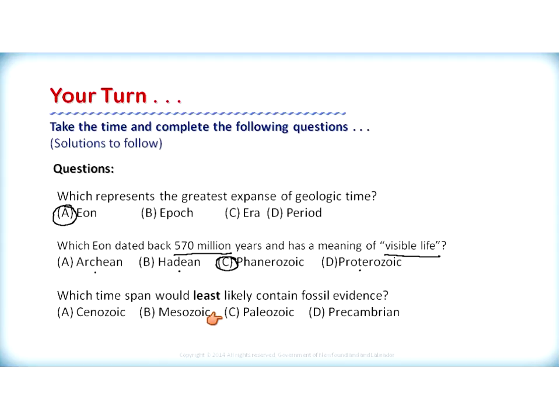fossil evidence. And if we look at answer D, that would be the Precambrian, which is made up of the three eons, the Archean, the Hadean, and the Proterozoic. None of these three have any visible life, therefore they would lack the most fossil evidence. So the answer to the third question is D.